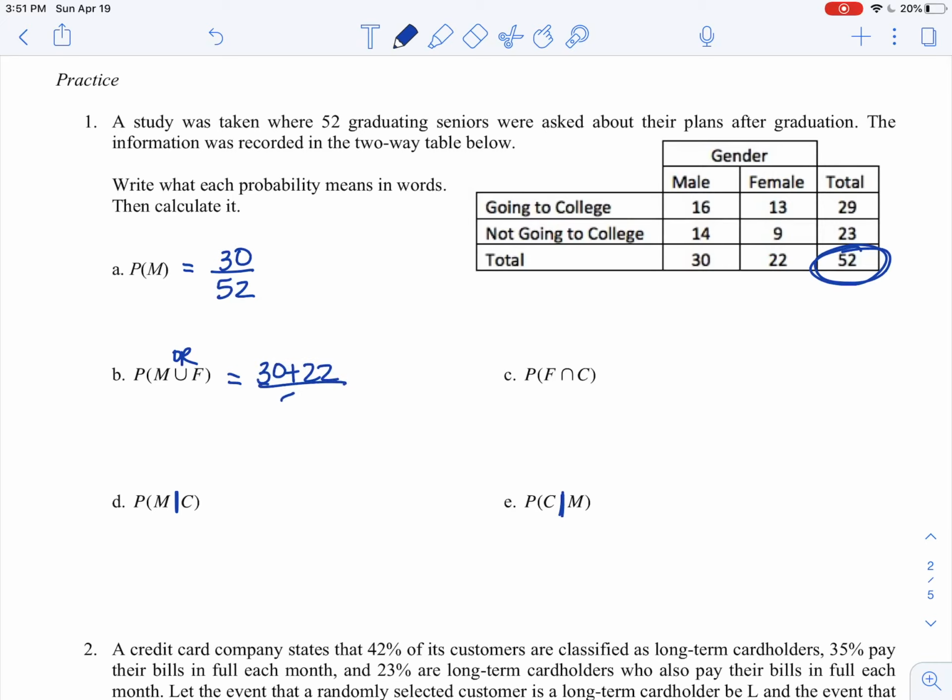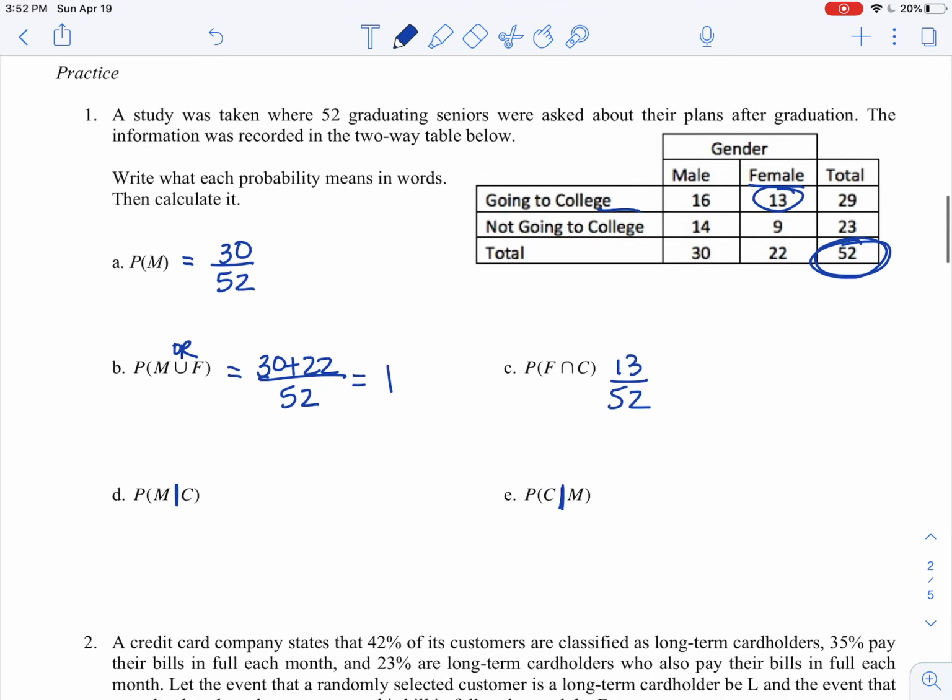There's 30 plus 22 divided by 52. There's no overlap between male or female. It was just 30 plus 22. So it was actually a definitive thing. There's the reason why this is disjoint. There's no overlap. Probability of picking someone who is female and going to college. Okay, so female and going to college, that is 13 out of those 52.